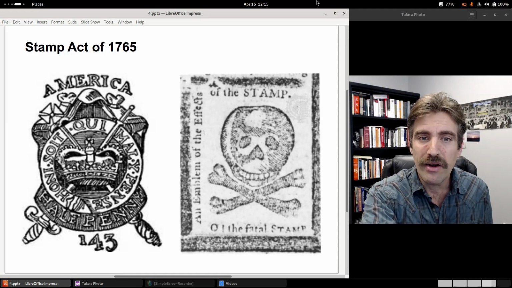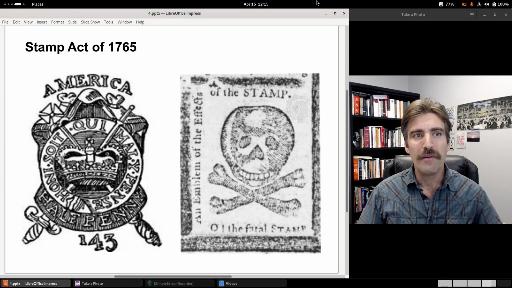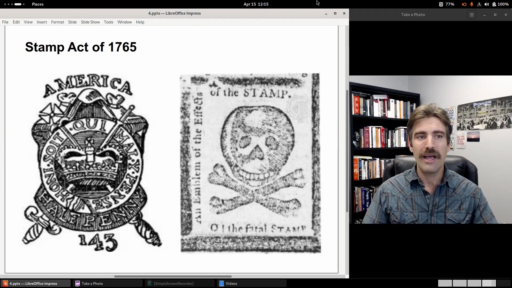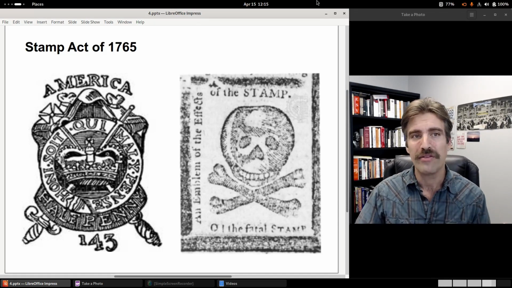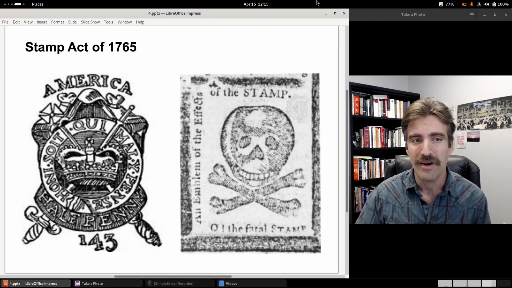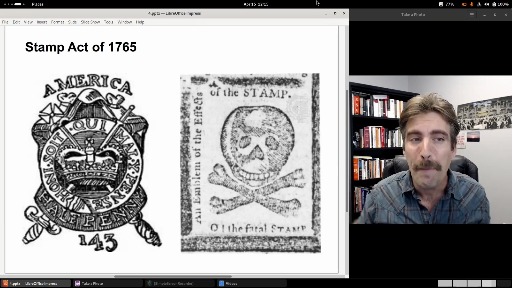On the eve of the American Revolution, when Parliament passed a new law of revenue, the Stamp Act of 1765, which taxed the American colonists directly from Parliament, there was an uproar about it.